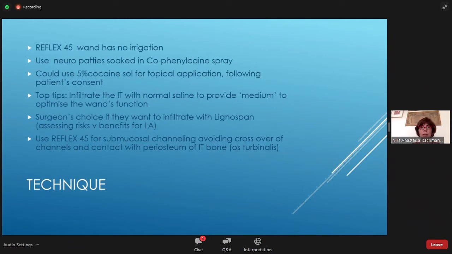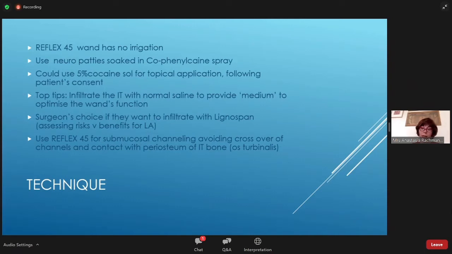I would leave it to each surgeon to decide if they want to infiltrate with lignospan, assessing the risks versus the benefits. And there is one case of blindness via the internal carotid artery. So be extra careful when you inject with lignospan, but it is the doctor's preference. And when you use the Reflex 45 to create your channels, avoid crossover of your channels.